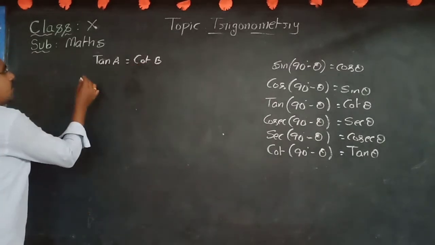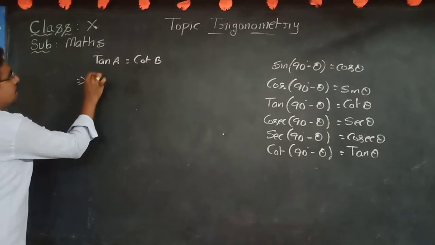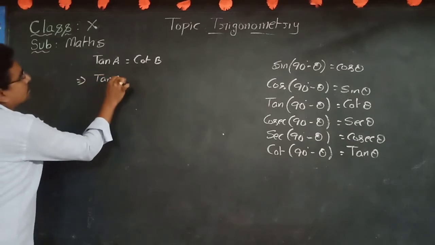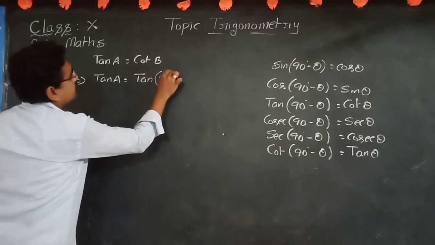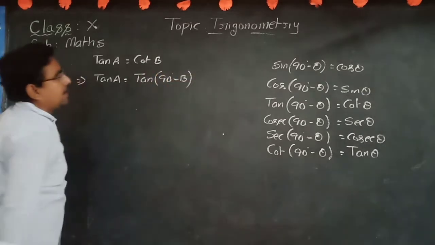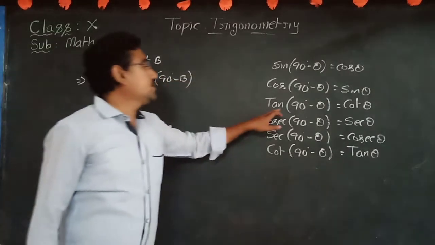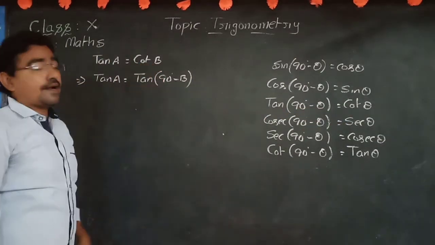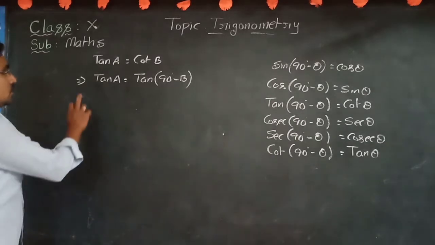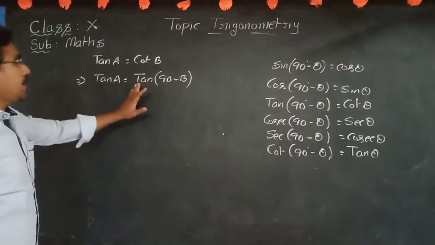So on the right side I am writing the sequence. This is given: tan A equals, in place of this what I am writing, tan(90 minus B). Tan(90 minus theta), what is that? Cot theta. Means in place of cot B, you can write tan(90 minus B). So now see, these two have the same ratios, no?